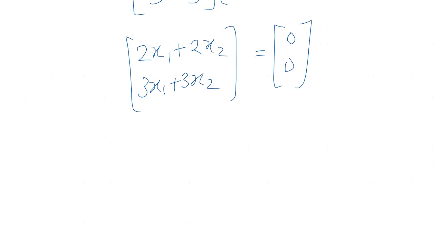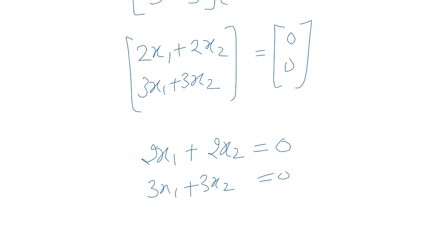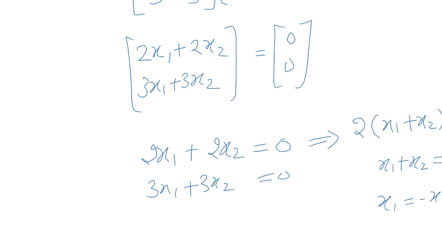2x1 plus 2x2 is equal to 0, and 3x1 plus 3x2 is equal to 0. So from here, let us take 2 as common. 2 times x1 plus x2 is equal to 0. You can solve any one of them, okay? Not both, only any one of them. So we will have x1 plus x2 is equal to 0, then x1 is equal to minus x2. Okay, we got this relation.